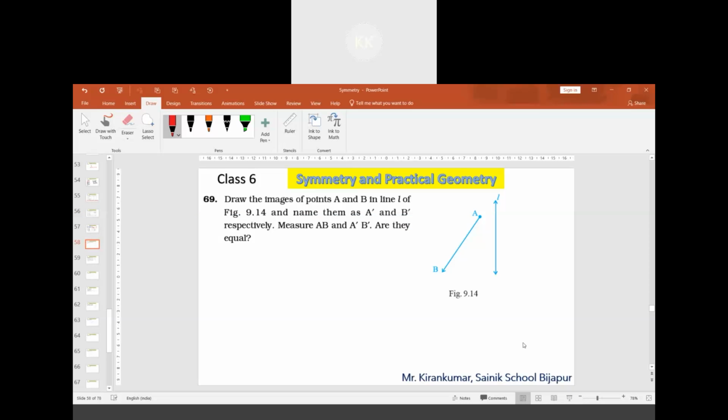Now the 69th question. Draw the images of points A and B in the line L of the given figure and name them as A dash and B dash respectively. Measure AB and A dash B dash. Are they equal?